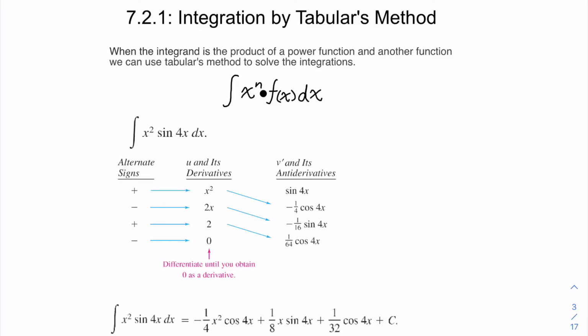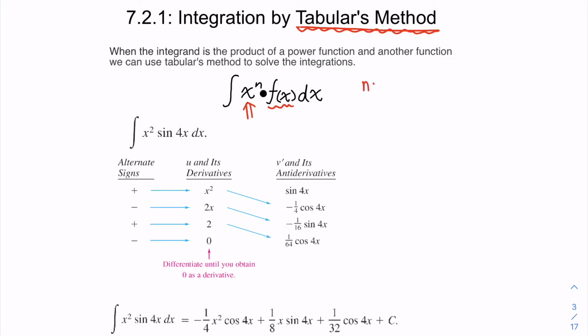Today we are going to go over 7.2 part 1, integration by tabular method. Just based on the name, we are going to make a table to solve the problem. For any problem, if you see x to the nth power times a function f(x) dx, when we integrate this, the first thing that comes to your mind should be the tabular method.